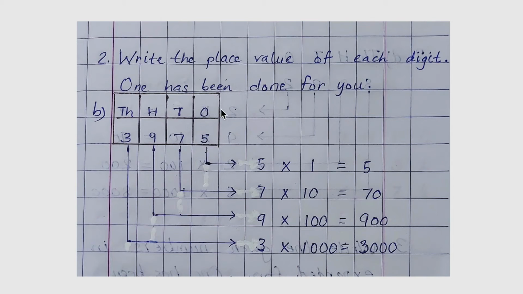And over here we have 5 ones. So you will write 5 times 1. 5 multiplied by 1 is equal to 5. So this is the place value of digit 5 over here.